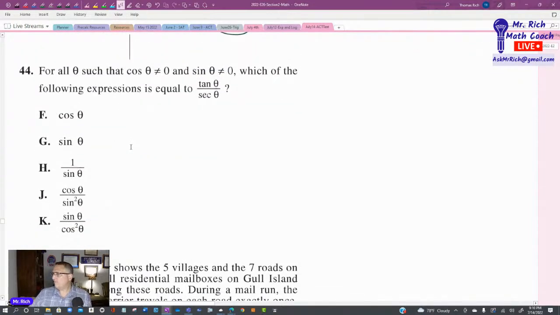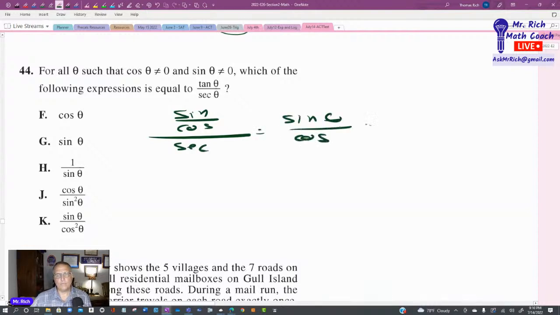For all theta, such that cosine theta is not 0 and sine is not 0, which of the following expressions is equal to tangent theta? Okay, tangent is sine over cosine, divided by secant, but I'm going to multiply by 1 over secant, but secant is the reciprocal of cosine. So this really moves up and becomes cosine of theta. Cosines cancel. Sine. I like sine.